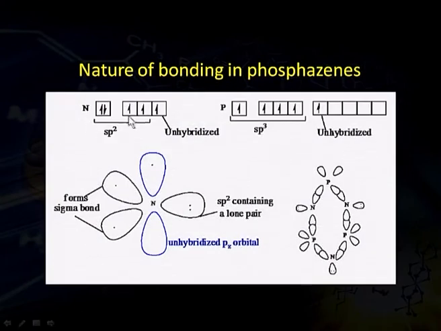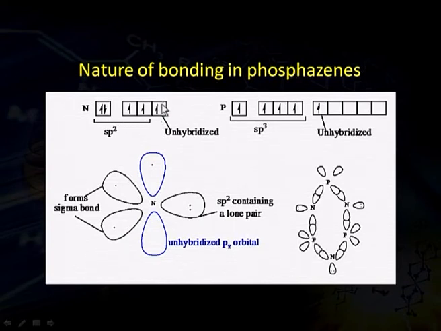Similarly, 4 of the sp3 hybrid orbitals of phosphorus containing 1 electron each are used for sigma bonding, 2 with nitrogen atoms and 2 with the halogen atoms, leaving one unhybridized orbital containing 1 electron. This is the nitrogen. We can see the 5 valence electrons. 4 are sp2 hybrid, that is the one lone pair in the s orbital and 2 electrons in the p orbital. They mix together to form sp2 hybridized orbitals. One is left unhybridized, which is present in the pz orbital.